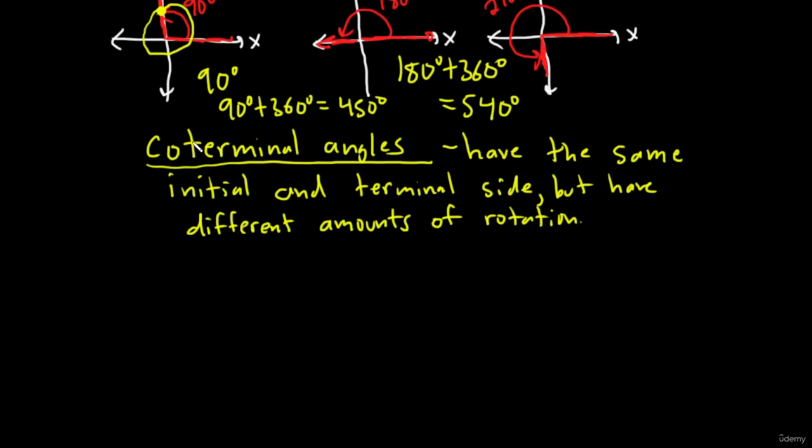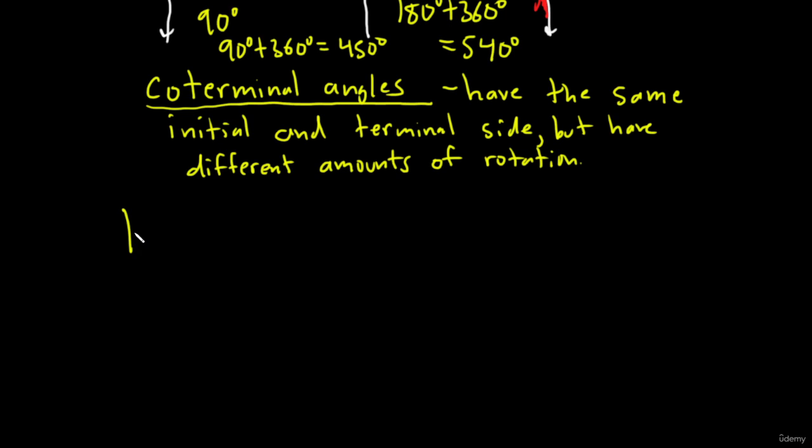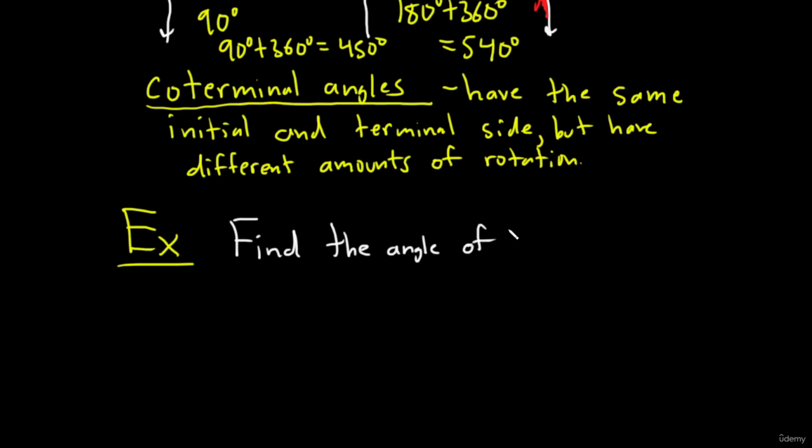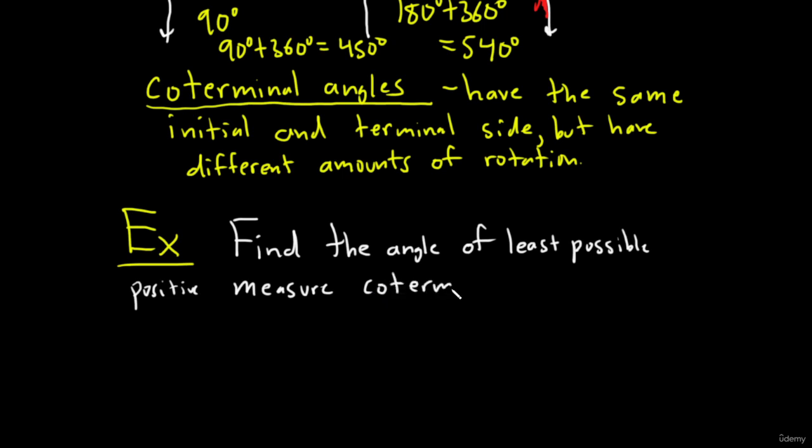Let's do a simple example where we find a coterminal angle. Usually the directions in the coterminal angle problems are a little bit more precise because it's super easy to find one. So they'll say things like this: find the angle of least possible positive measure coterminal with, and then let's do some examples here.